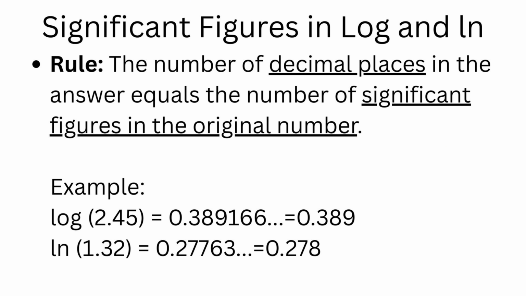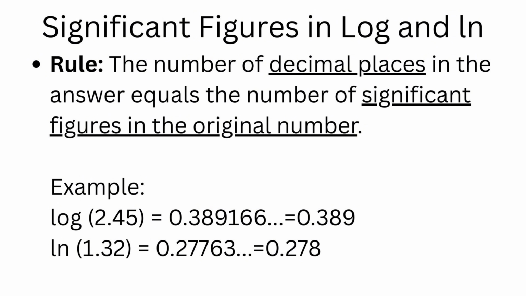Our next discussion is on significant figures in logarithm and natural logarithm. Now, this part is often skipped, but this is important. So what's the rule? The rule says the number of decimal places in the result or in the answer equals the number of sigfigs in the original number. So for example, log of 2.45. Now if you put that into your calculator, you will see there is an answer of 0.389166 something.